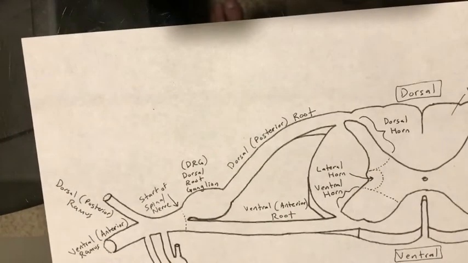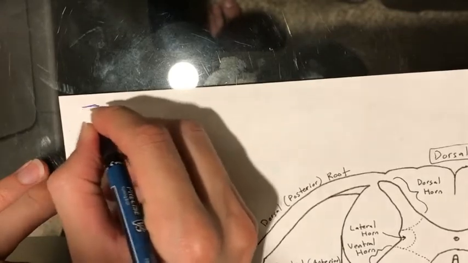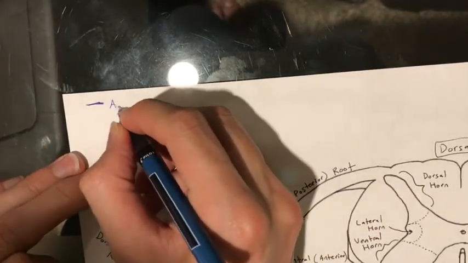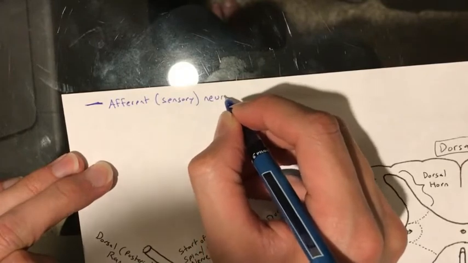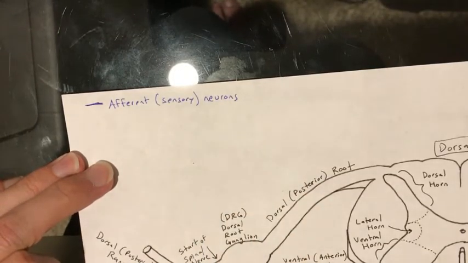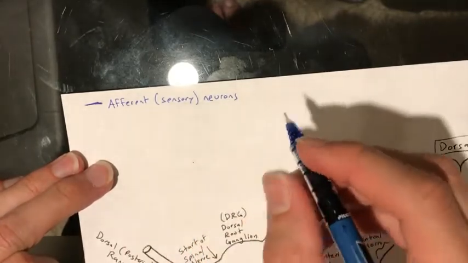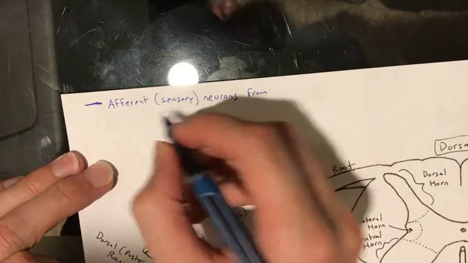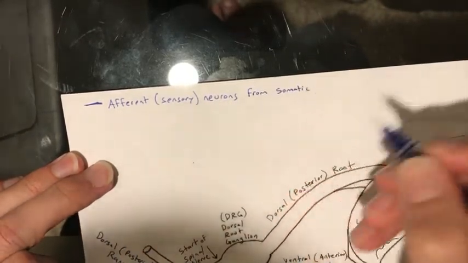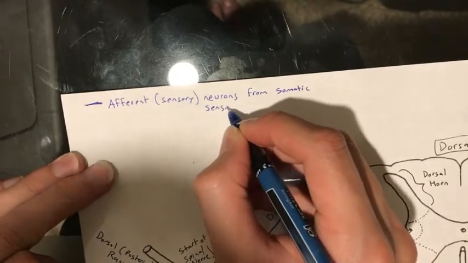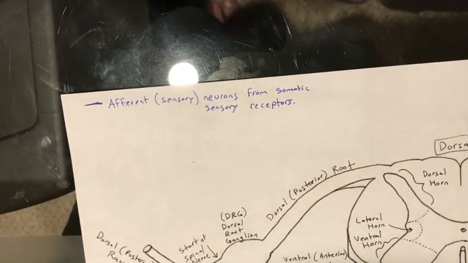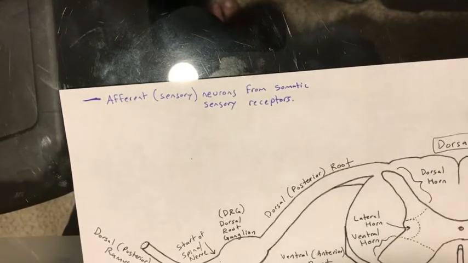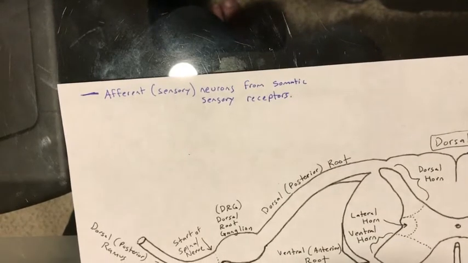So let's start drawing a legend here at the top left. I'm going to use my blue pen to represent any afferent, which is also known as sensory neurons. And so as a reminder, these sensory neurons are coming from somatic sensory receptors. We're not going to deal with afferent sensory neurons coming from visceral receptors. We're just going to focus on somatic receptors here.